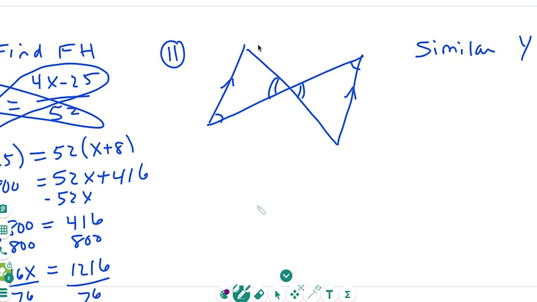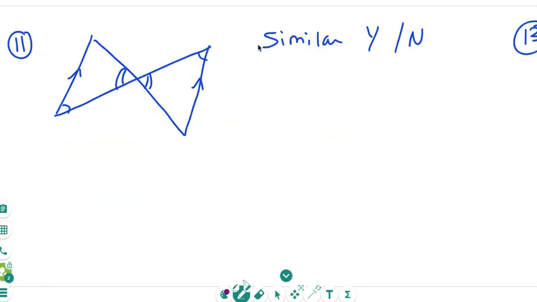All right, now we're going to look at some triangles and determine whether they're similar or not. So I'm going to take a look at similar triangles. Here I have two parallel lines, which gives me vertical angles that are congruent, and also alternate interior angles that are congruent.